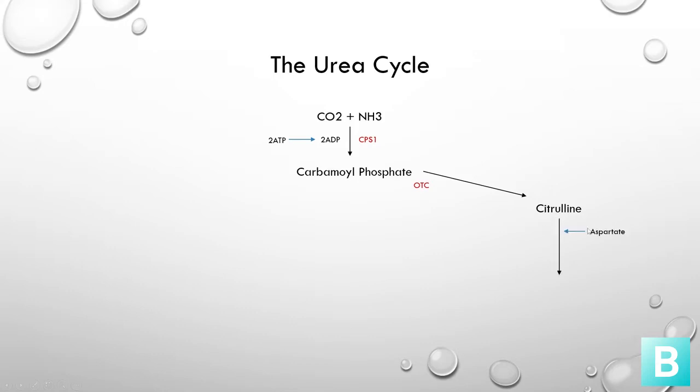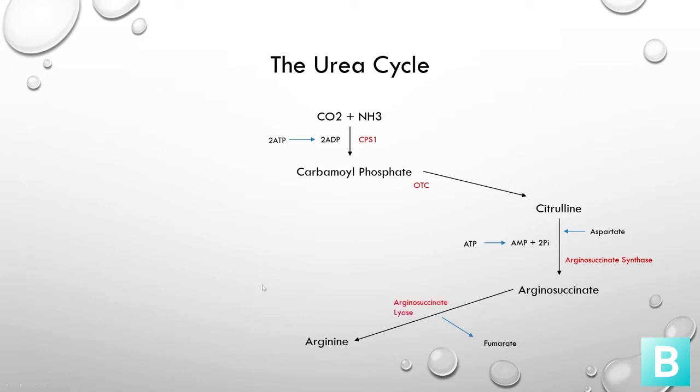Citrulline then combines with aspartate and forms arginosuccinate under the presence of arginosuccinate synthase. During this reaction, there is conversion of one molecule of ATP into AMP, so that means there is utilization of two high energy phosphate bonds. Arginosuccinate splits into fumarate and arginine under the presence of enzyme arginosuccinate lyase.